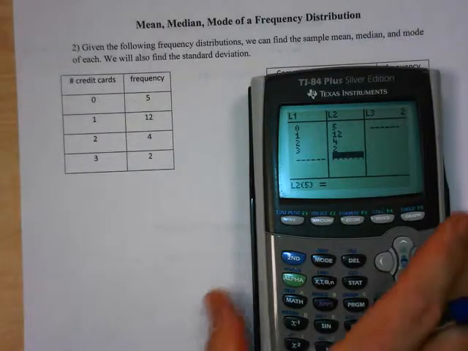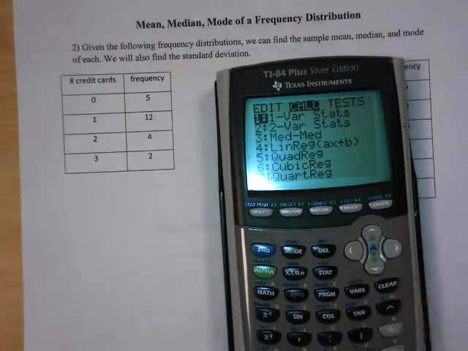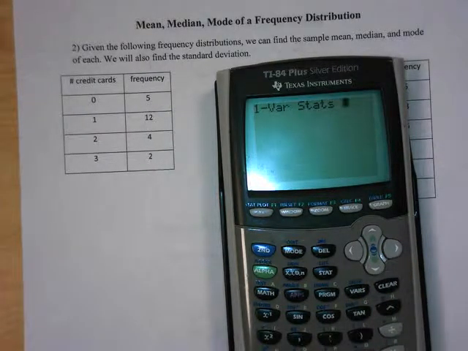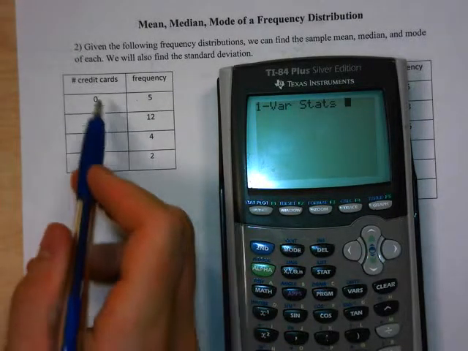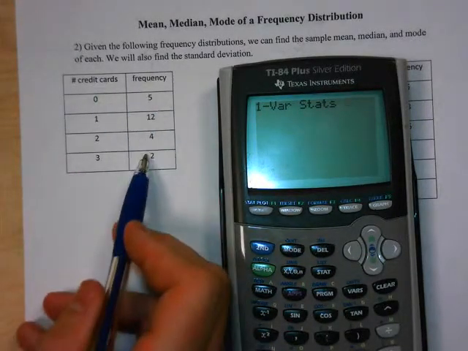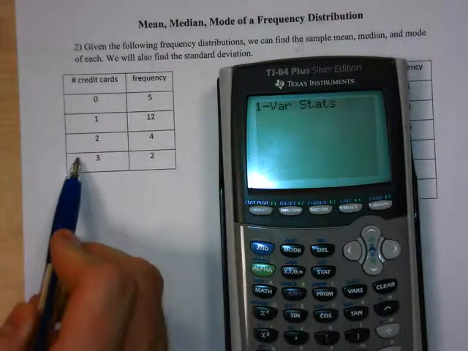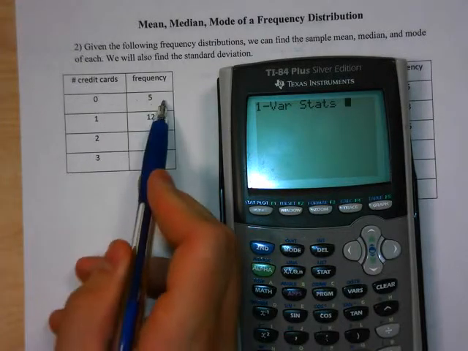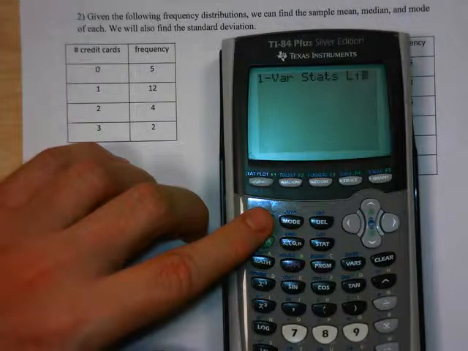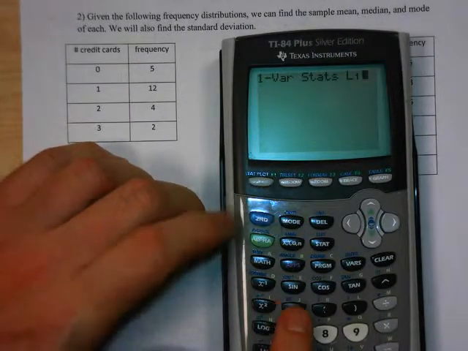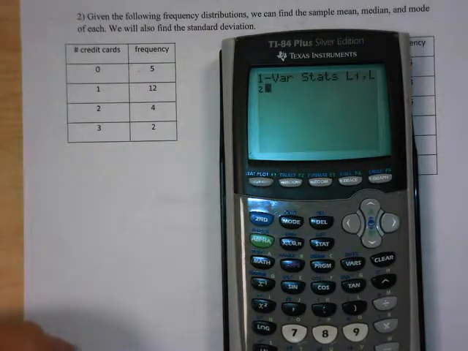Okay, so once you do that, we're going to do the same thing as before. Stat, calculate, 1 var stats. But now the difference is we have our variable in list 1 and the frequency in list 2. So we still only have one variable, which is the number of credit cards, but we have 2 lists. So what we're going to do now is we're going to say second 1 for list 1, and then comma, which is above the 7, second 2 for L2.